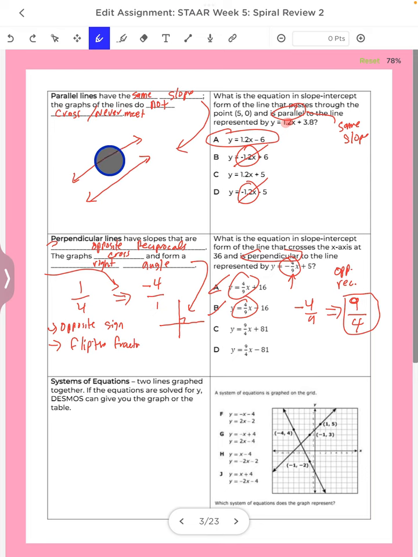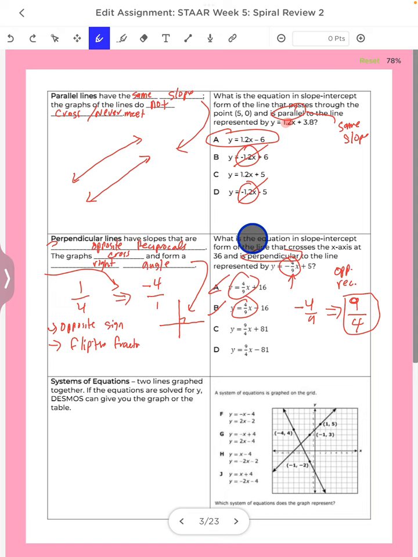Perpendicular lines, though, are not the same. Parallel lines never meet, but perpendicular lines are like this. They cross at a right angle. Okay, so if the slope of one is, say, 1 over 4, the perpendicular slope would be negative 4 over 1. So we call that the opposite reciprocal. Opposite means use the opposite sign. Okay, reciprocal means we flip the fraction. Okay, so instead of positive 1 over 4, we're going to use the opposite, negative 4 over 1.